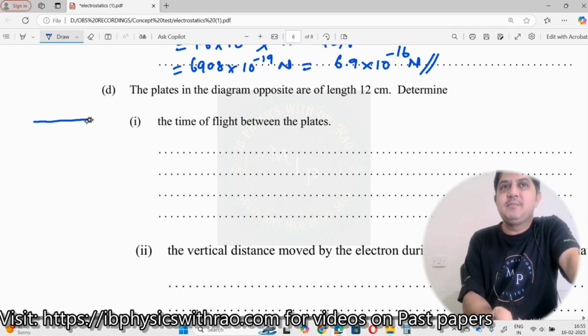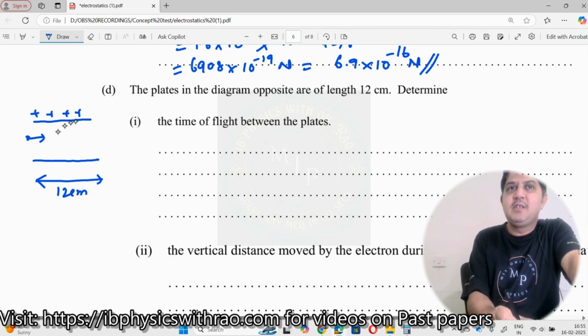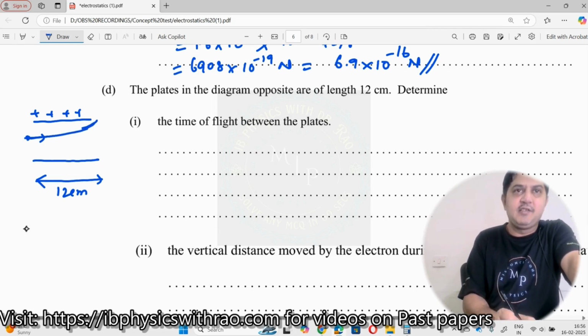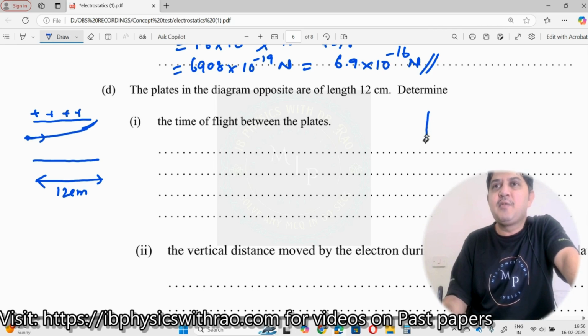So you have the two plates. This length is 12 centimeter. Electron is here. The electron is now moving like this. Now what's happening? There is a positive charge here. So now this will describe a projectile motion like this. Maybe I don't know whether it will touch here or it will just keep on going like this. And how is it a projectile motion? If you ask me this question, in projectile motion, what did you learn?